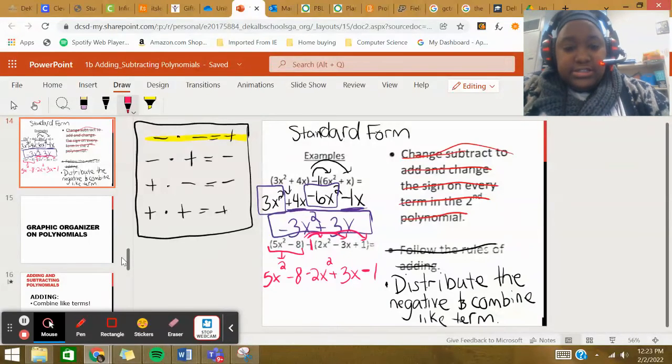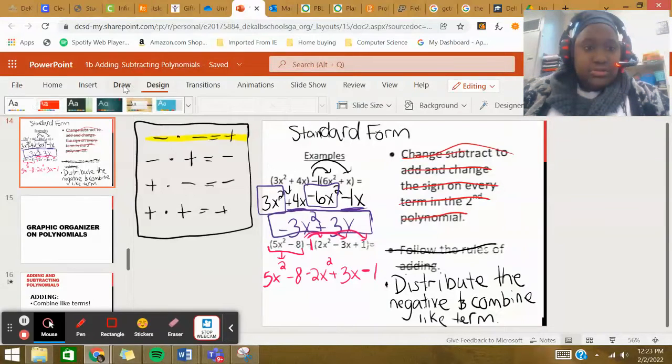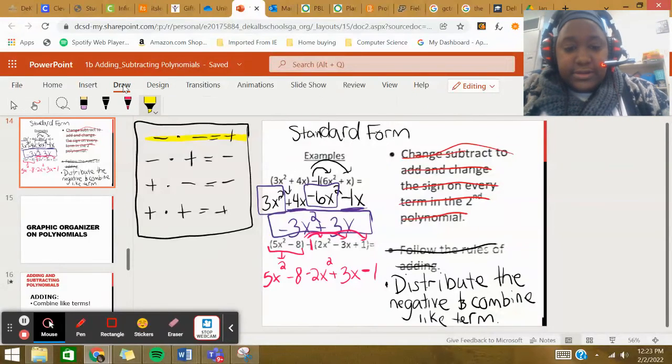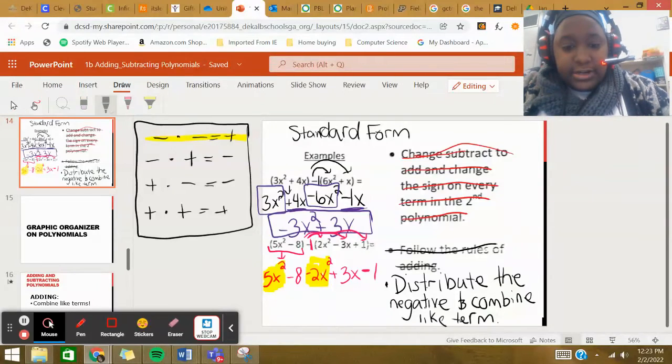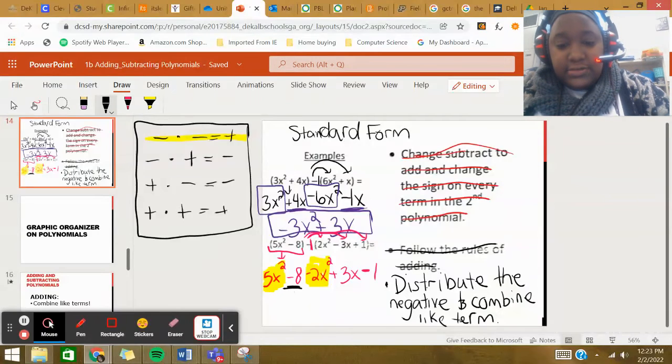Okay, so we're going to combine our like terms. In this case, we have x squareds that are alike. Some reason my draw tool keeps freezing. Then we have our constants that we can combine, which is negative 8 and negative 1. And these are our like terms.